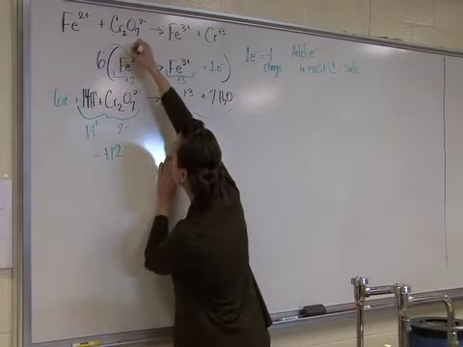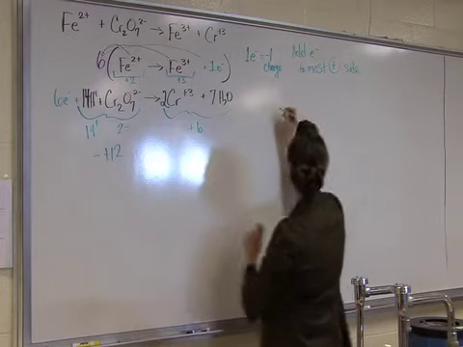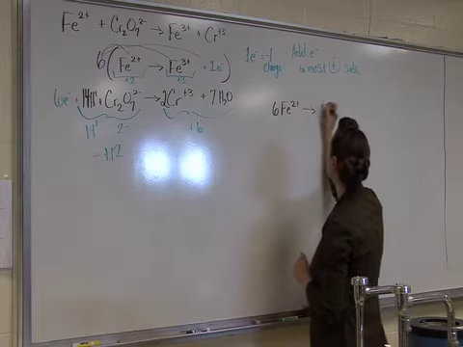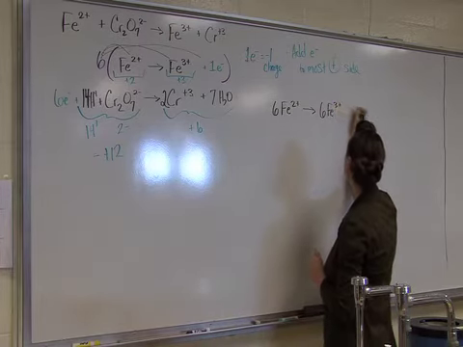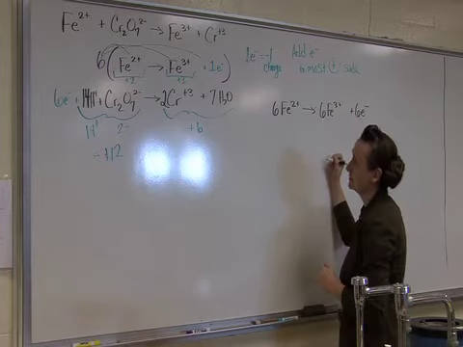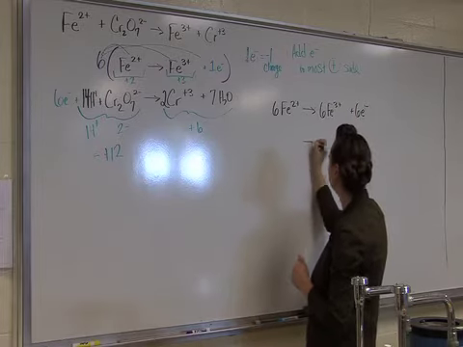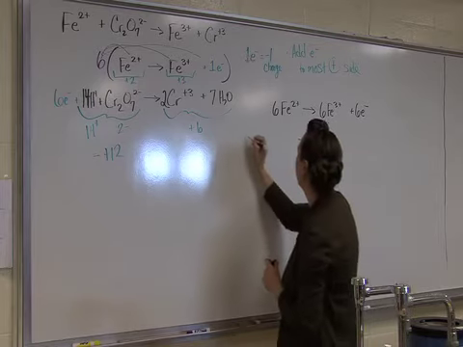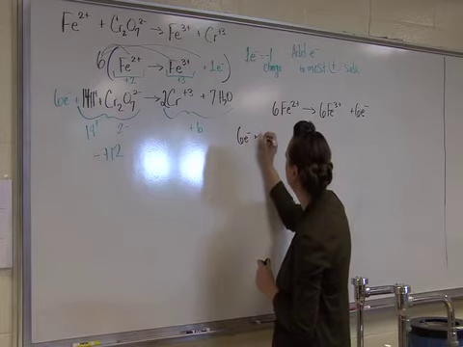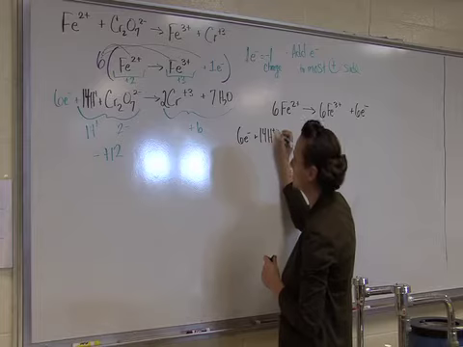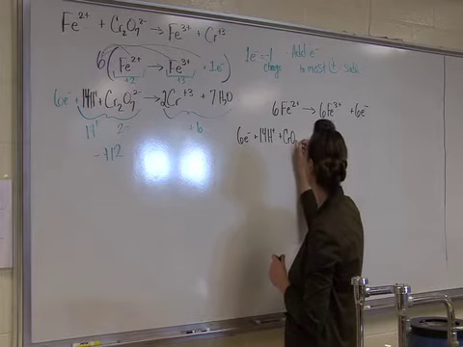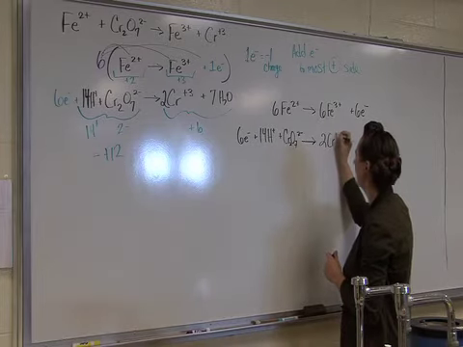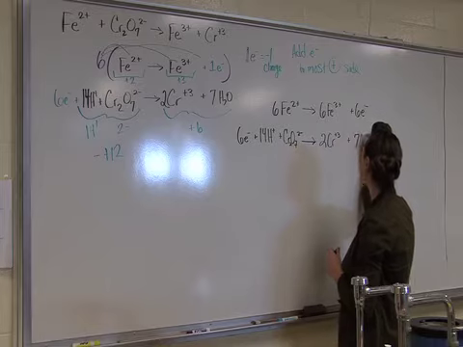So when you distribute the 6, you will get 6 Fe 2 plus goes to 6 Fe 3 plus 6 electrons. And then our other reaction, I'm going to keep the arrows aligned because that's very helpful. I have 6 electrons plus 14 H plus Cr2O7 2 minus goes to 2 Cr 3 plus 7 waters.